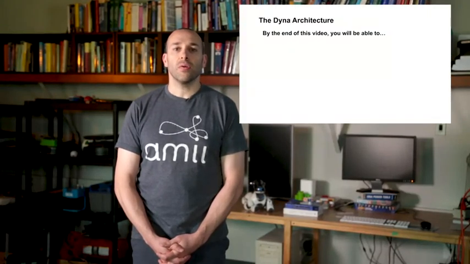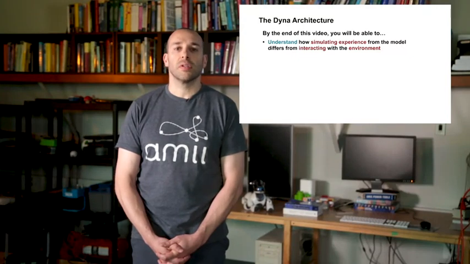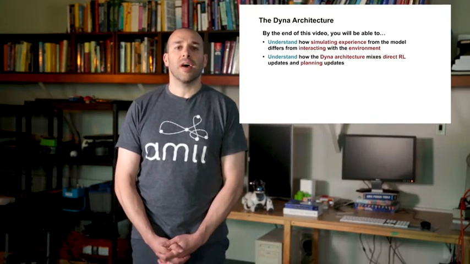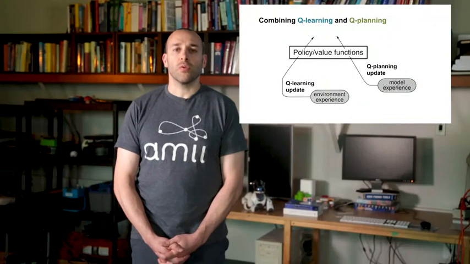By the end of this video, you will be able to understand how simulated experience from the model differs from interacting with the environment. You will also understand how the Dyna architecture mixes Direct RL updates and planning updates. We've seen Q-learning, which performs updates using environment experience. Q-planning, on the other hand, performs updates using simulated experience from the model. We can combine these two ideas through the Dyna architecture.